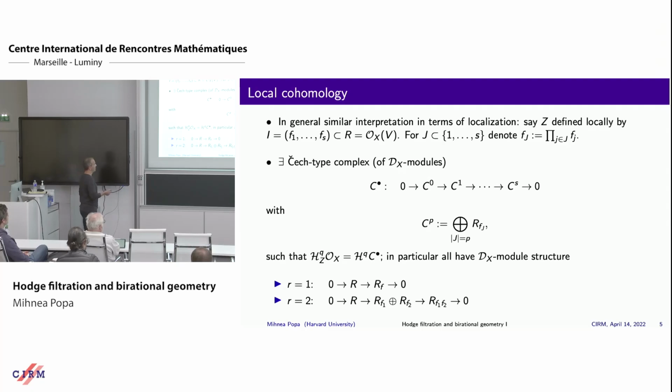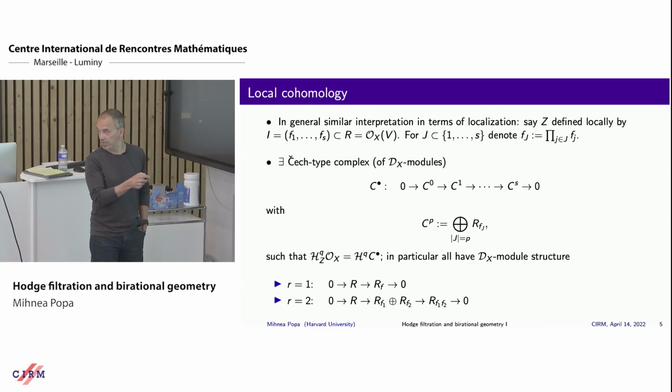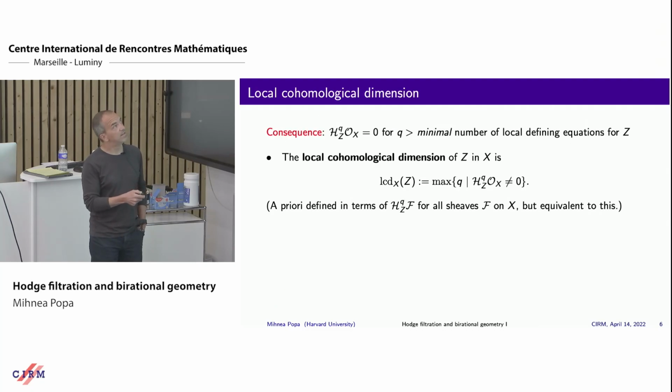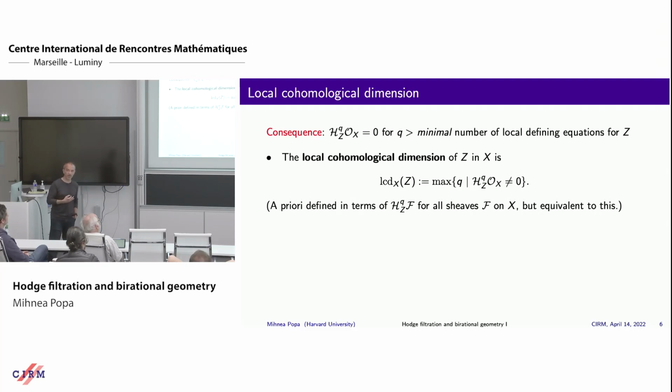Here, I remind you what I already said about codimension 1. We only have a complex like this, and local cohomology is the cokernel. And here, if you want, you have two equations, and then the complex looks like this. You've probably seen something like this before, and so on. Okay? All right, so this tells us something very important. Having a complex like this, look, its length is equal to the number of defining equations. So this means that local cohomology will always be 0 beyond the minimal number of defining equations. Okay? So we get some kind of bound for when local cohomology is non-trivial.